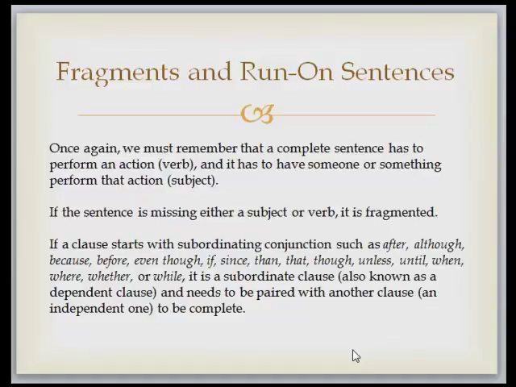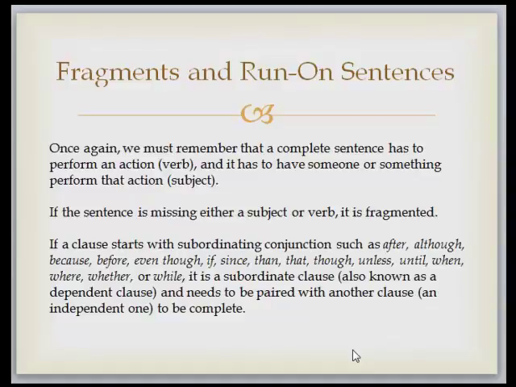If a clause, or the first part of the sentence, starts with a subordinating conjunction, and here's a nice list: after, although, because, before, even though, if, since, than, that, though, unless, until, when, where, whether, or while. If it's any of those words, it's a subordinate clause, also known as a dependent clause, and it needs to be paired with another clause to be complete. It needs to be paired with an independent clause. An independent clause, once again, is a part of the sentence that could stand on its own. It could be a complete sentence on its own.